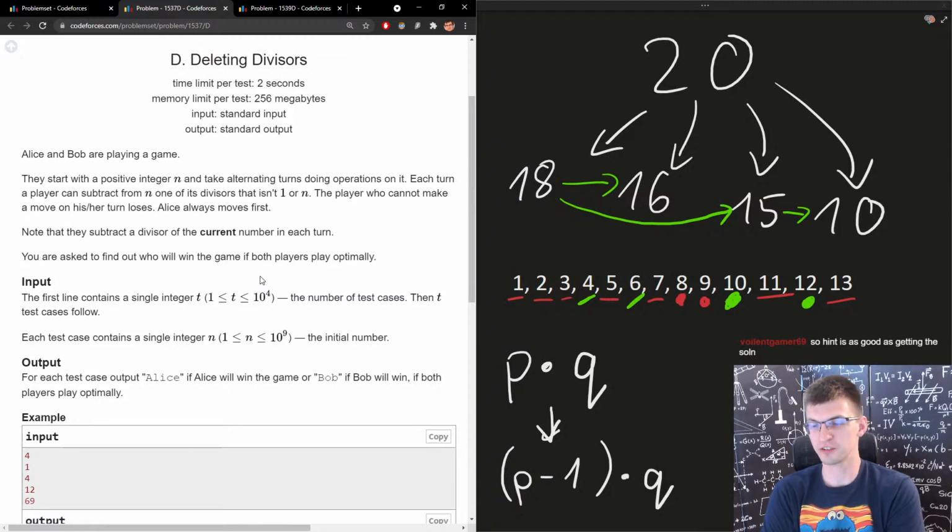I can continue checking what happens for numbers like 14, 15. 14 gets to 7. Any number of the form twice a prime is winning. And a lot of small numbers are of this form.